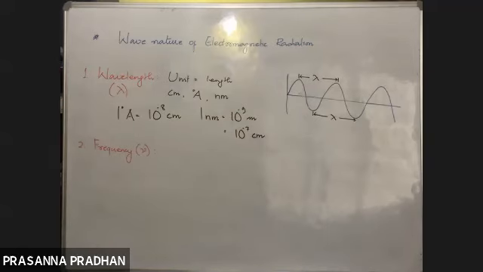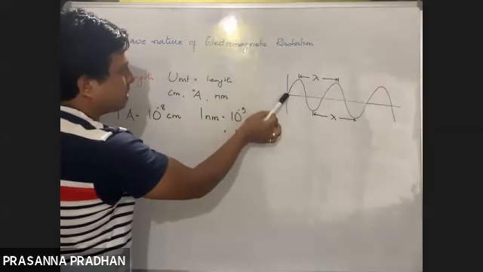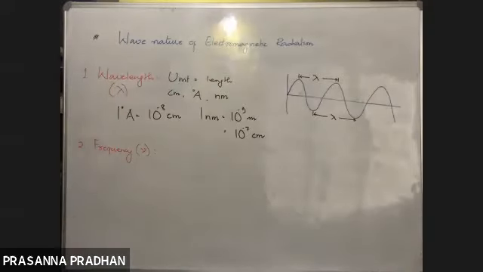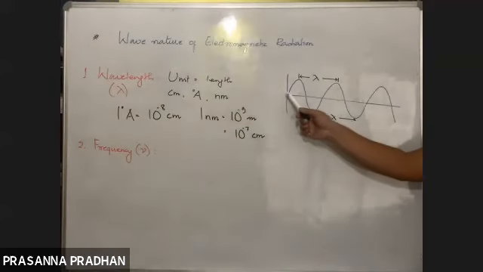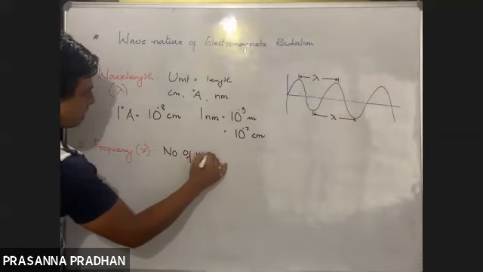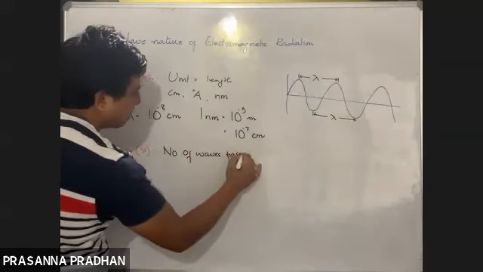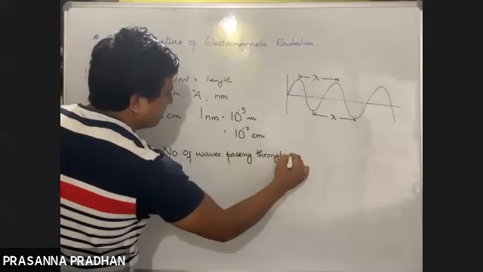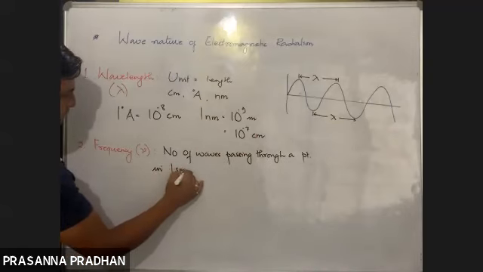So what do you mean by frequency? Frequency is defined as the number of waves passing through a given point in 1 second. So what is the unit of frequency?